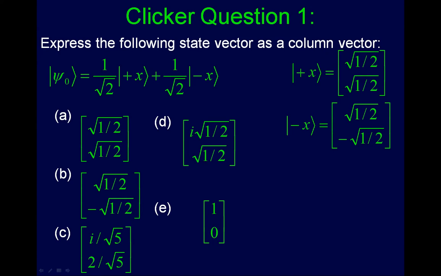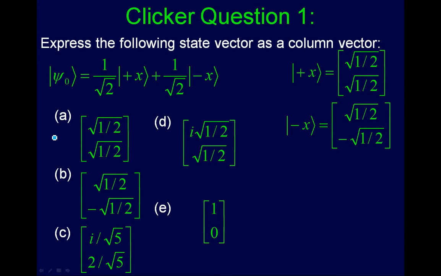So let's stop here and start working with some of these vectors. Up here I have a state vector written in terms of two eigenvectors. Now we just learned these eigenvectors. Here they are over here. I want to express this state vector as a column vector. So maybe pause, go through and try this and see what you come up with, and we'll talk about it.